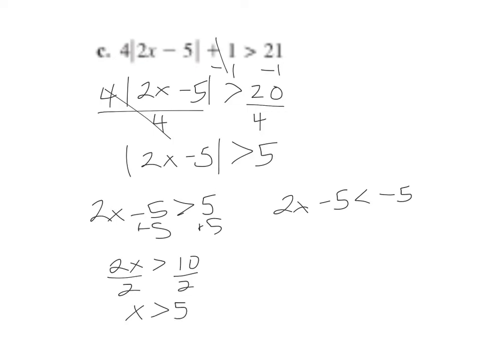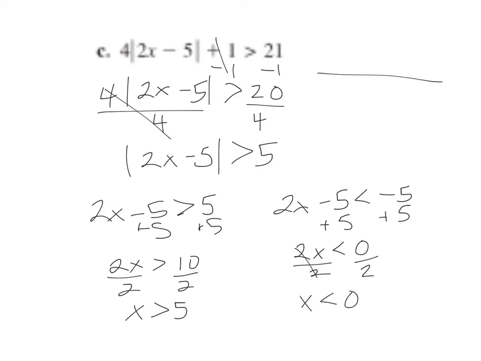On this side, I'm going to add 5, add 5. I get 2x less than 0. Divide both sides by 2. I get x less than 0.